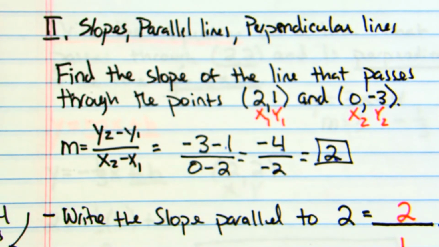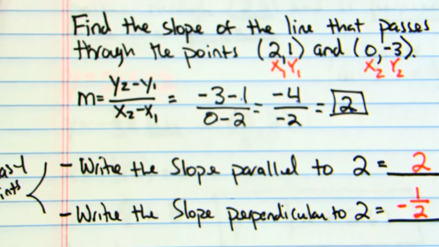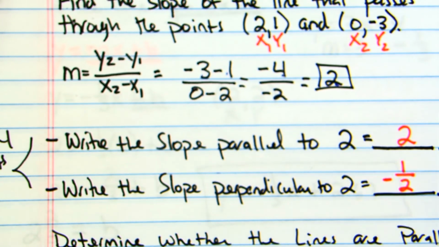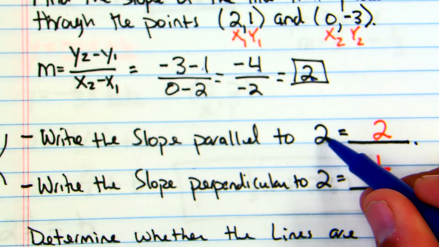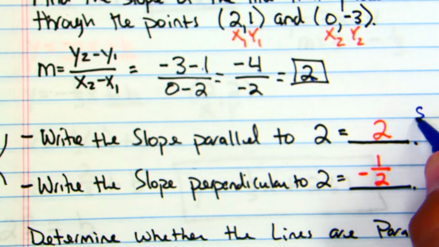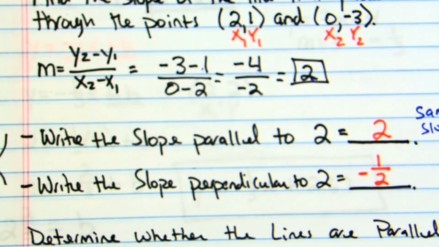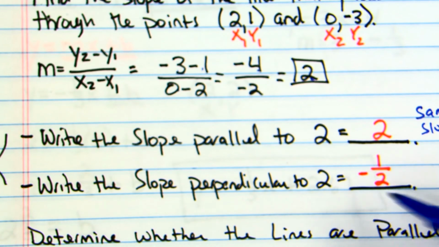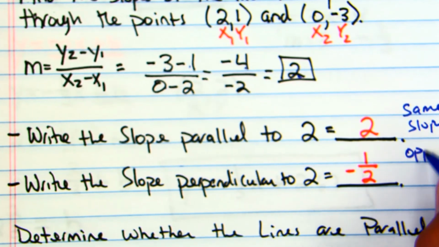Now, parallel and perpendicular lines. If lines are parallel, then they have the same slope. So an example would be line 1 has a slope of 2 and the next line has a slope of 2. So it's the same slope. If they're perpendicular, if this one is 2, then this one is -1 over 2. It's the opposite reciprocal.